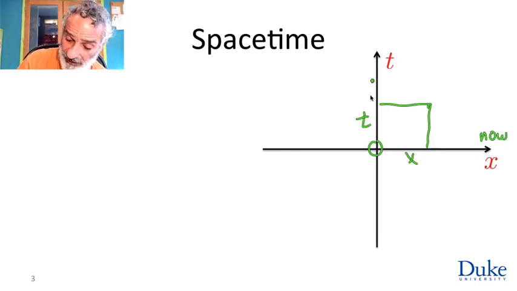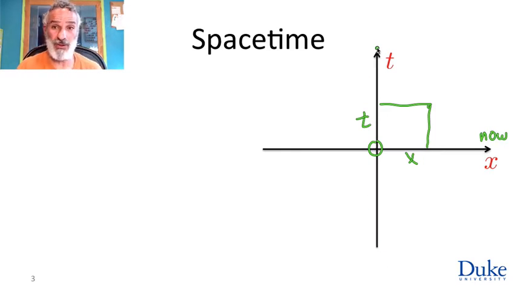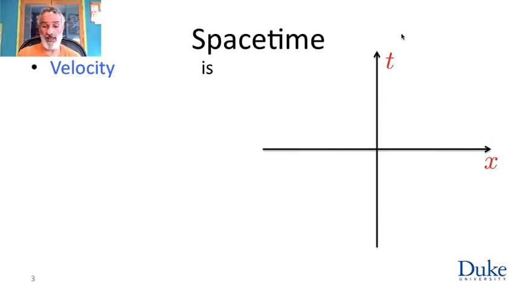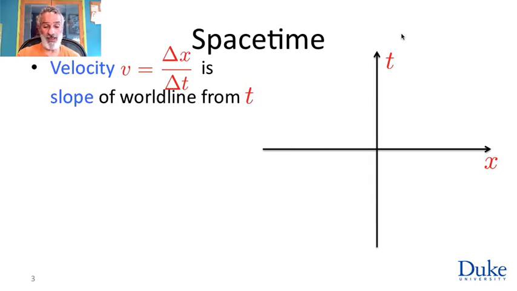What are all the events that occurred at the position x equals 0? Those are all the things that naturally would be called here. So the t-axis might be called here. The x-axis might be called now. And what we saw is that the world lines of objects that are moving at a constant velocity are going to be straight lines. Your instantaneous velocity is essentially the slope of your world line, but the slope is measured from the t-axis. So it's a sort of backward slope because we put t vertically.